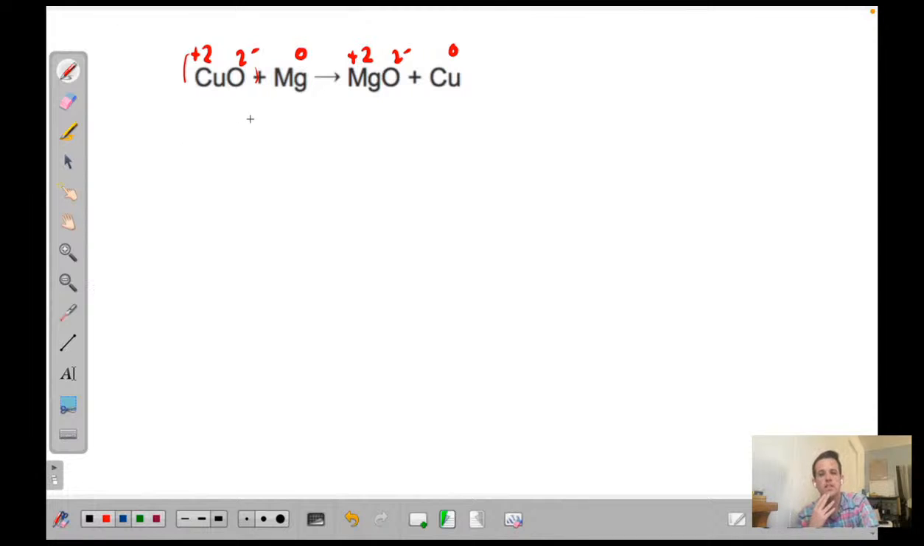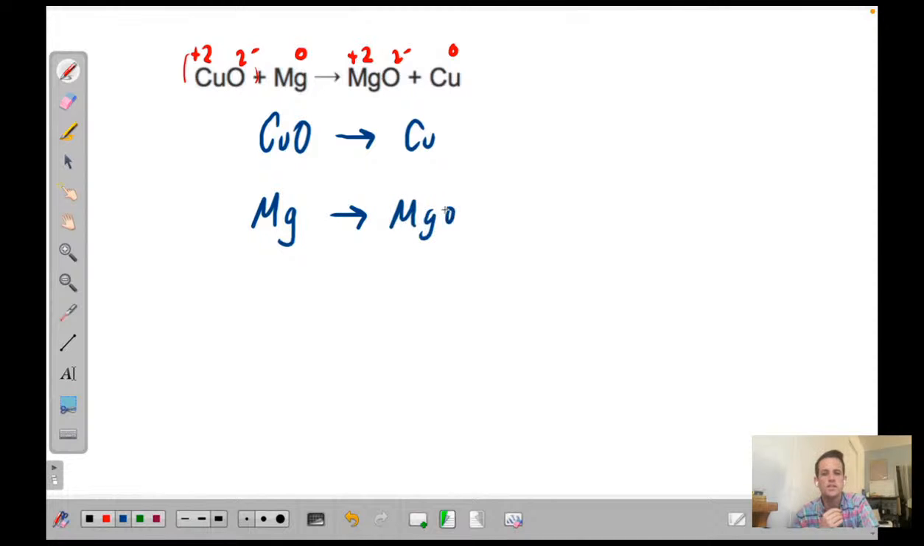Okay. Then when we have a redox reaction, usually what we want to do is break it down into 2 half reactions. So we're going to take what we were given. In this case, it's going to be CuO, and it's going to become Cu. And in this one down here, I have Mg becoming MgO.